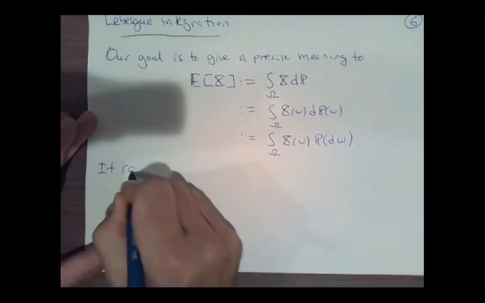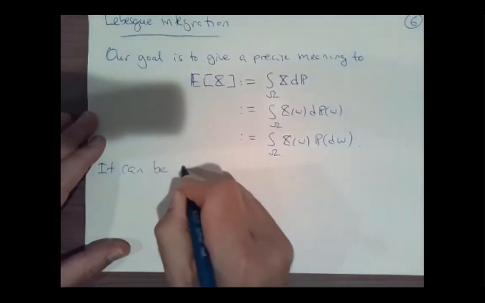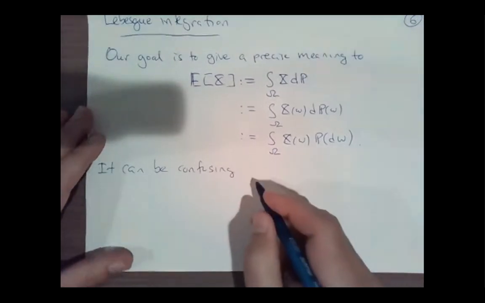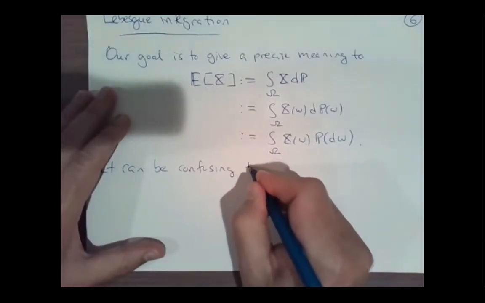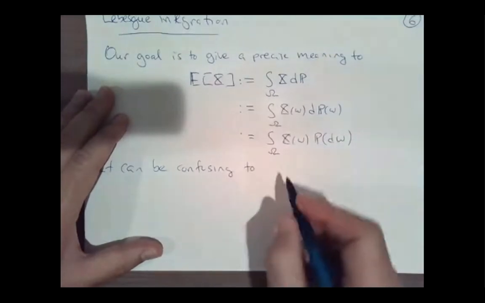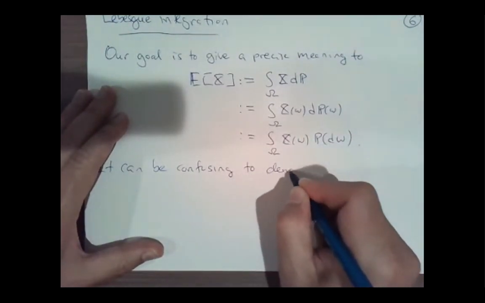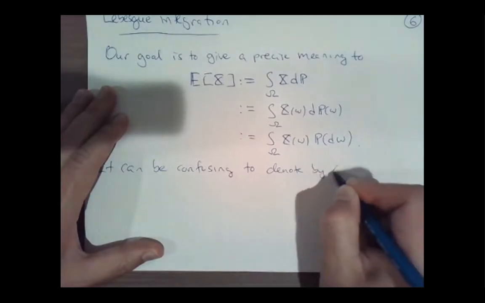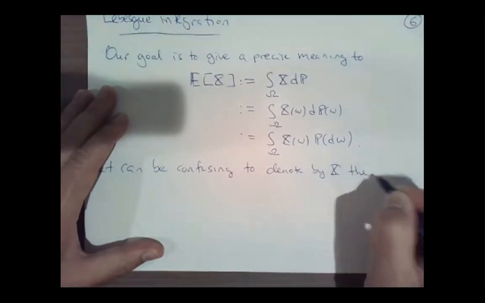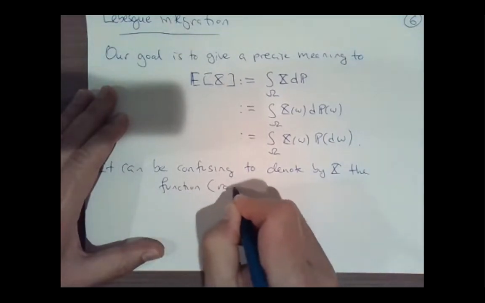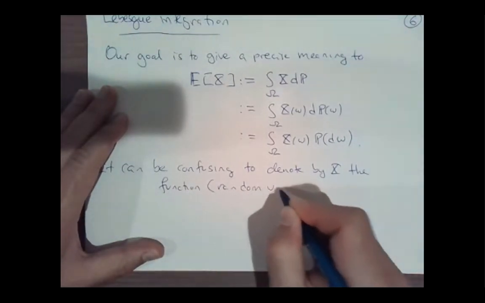It can be confusing to integrate, to denote by x the function. This is what we'll call a random variable in a little bit.